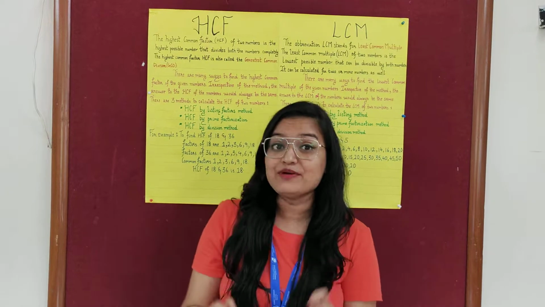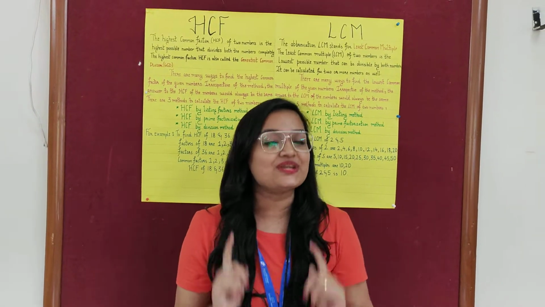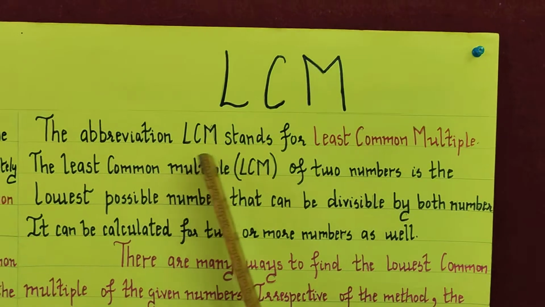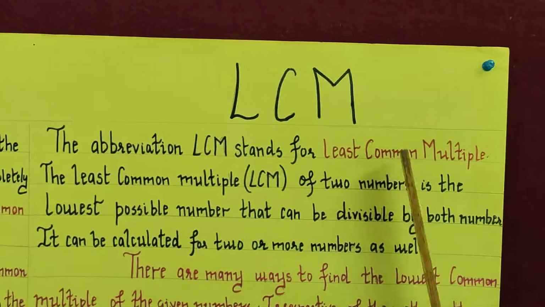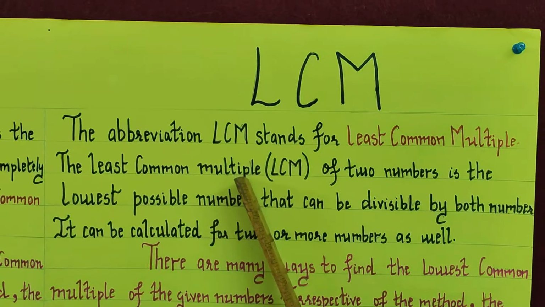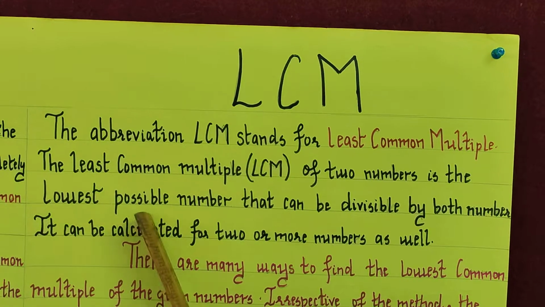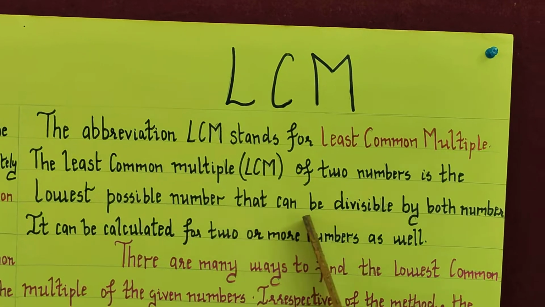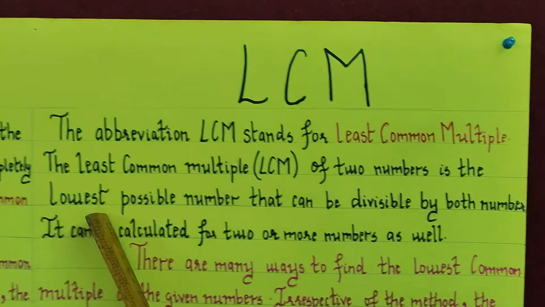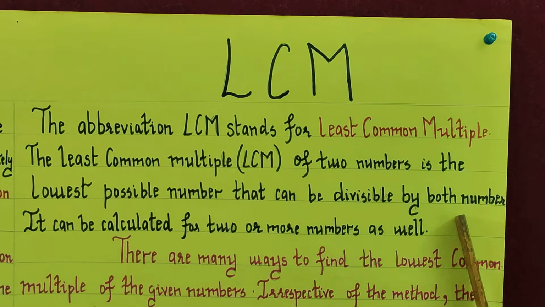Now, with the help of the same teaching aid, we are going to understand what LCM is. So let's start with its meaning. LCM stands for least common multiple, and the least common multiple of two numbers is the lowest possible number that is divisible by both the numbers. We need to find the lowest possible number that can be divisible by both the numbers.